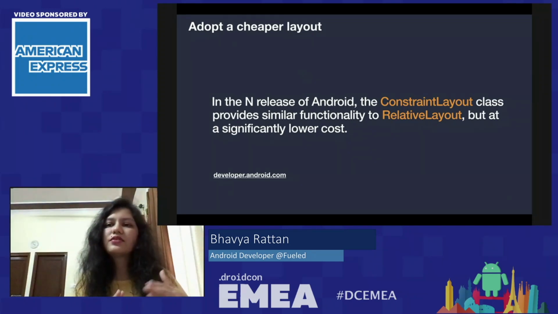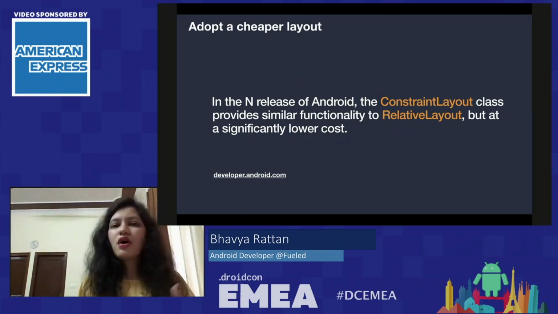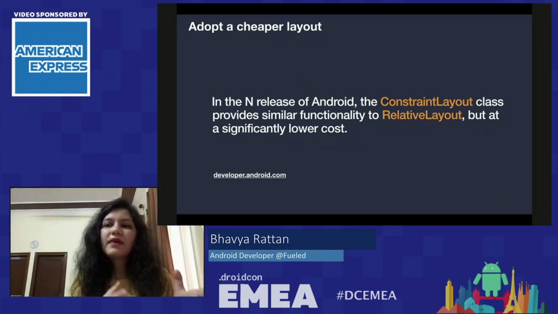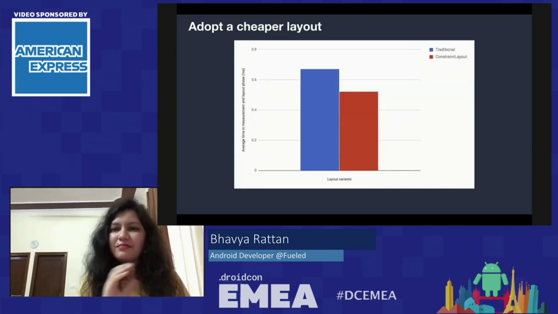So go back to your old code bases and replace all the relative layouts one by one with a constraint layout if you really want to optimize your application, because the system does all the optimizing and heavy lifting for you behind the scenes. Some people are just fans of numbers.